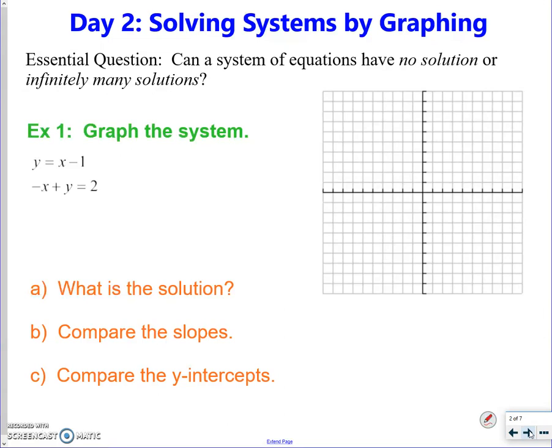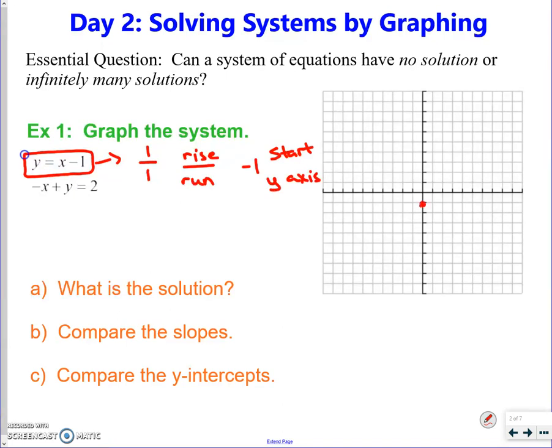I want you guys to note that this first one is already in y equals mx plus b for me. So I can say that the invisible number in front of x is 1 over 1. So my rise over my run is 1 over 1, and then the -1 is going to be my start on the y-axis. So if I look at this, I can go down to -1. My rise over run is 1 over 1. We are going to have a whole bunch of dots on this graph, and we can follow this in the other direction and put all of our dots.